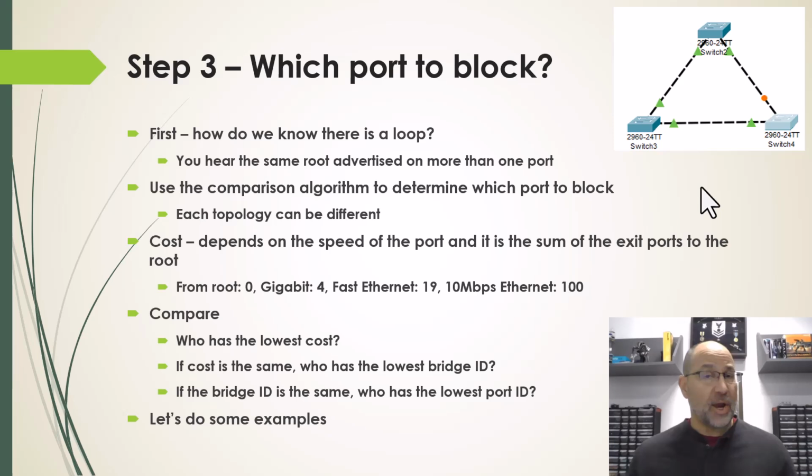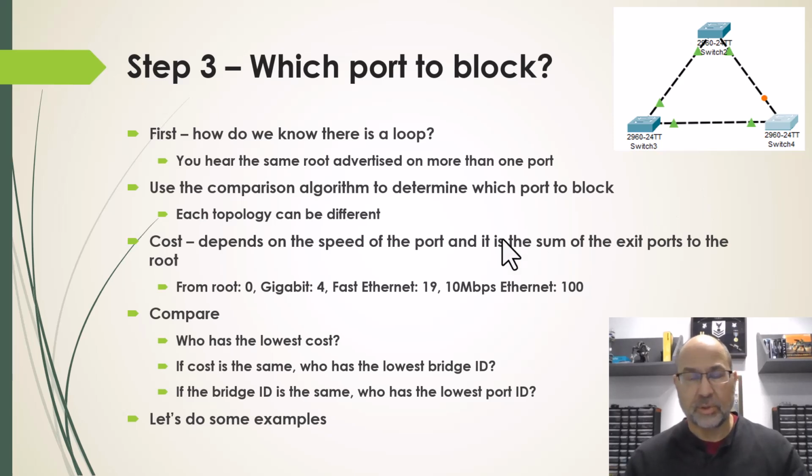So when we figure out which port to block, first up we say, all right, who's got the lowest cost? The other port should block then. If the cost is the same, who's got the lowest bridge ID? If the cost and the bridge ID are the same, who has the lowest port ID? Okay, that was a lot.